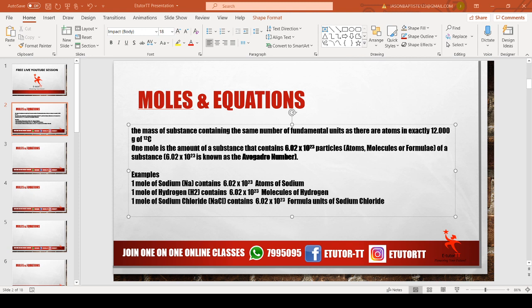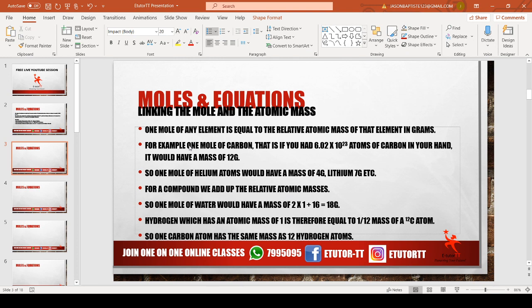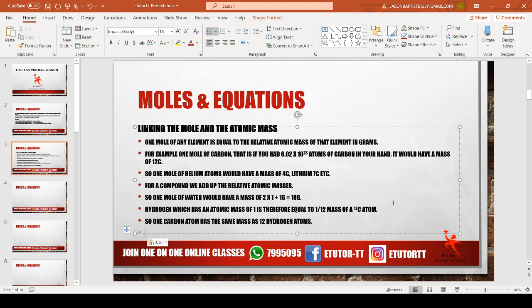So 1 mole of water would have a mass of 2 by 1, because the mass of hydrogen is 1 and it has 2 hydrogen atoms, plus 16 because the mass of oxygen is 16, which gives us 18 grams. So let me just show you that. As I was saying, you add up the relative molar masses to get the mass. But it doesn't stop there. That's the first step.